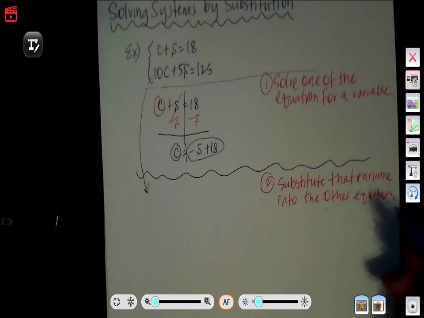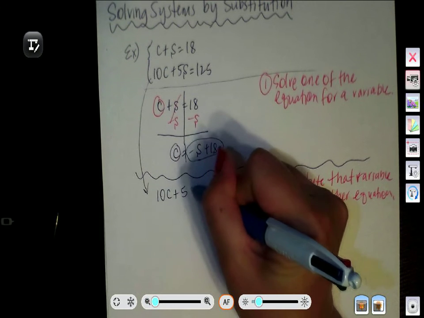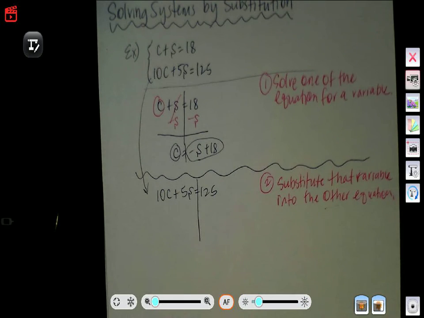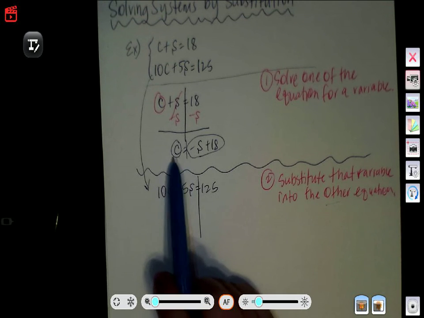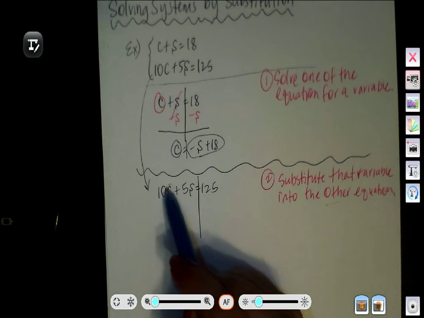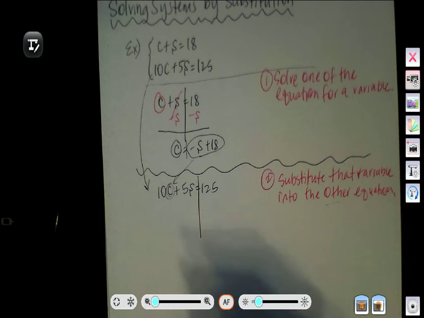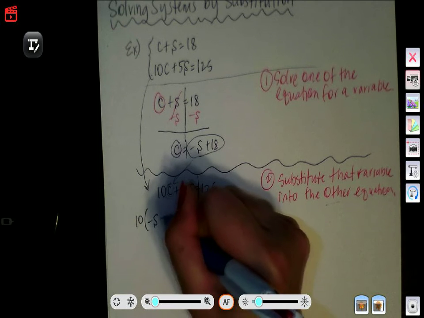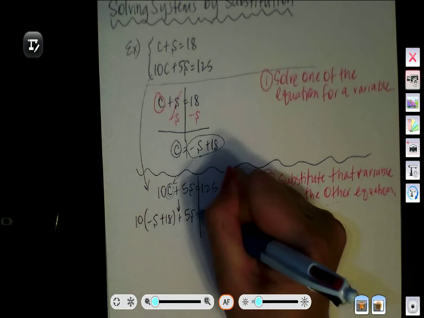10c plus 5s is equal to 125. Let me copy that down. But I want to substitute the variable into the other equation. Now, instead of the c, I want to plug in negative s plus 18. So instead of this c, I want to plug in negative s plus 18. So copy 10 instead of c, copy the plus sign, copy the 5s, copy everything.